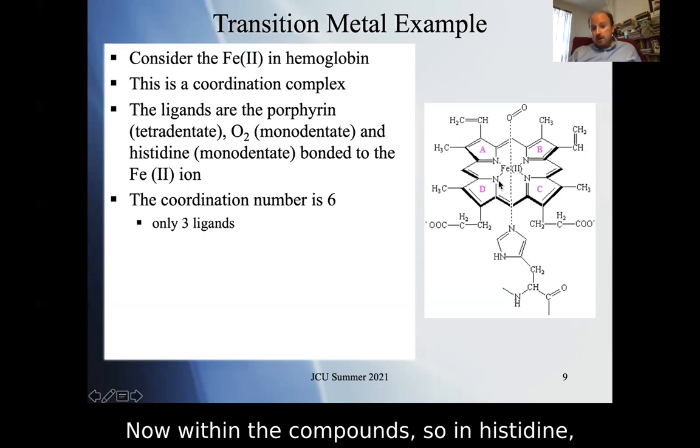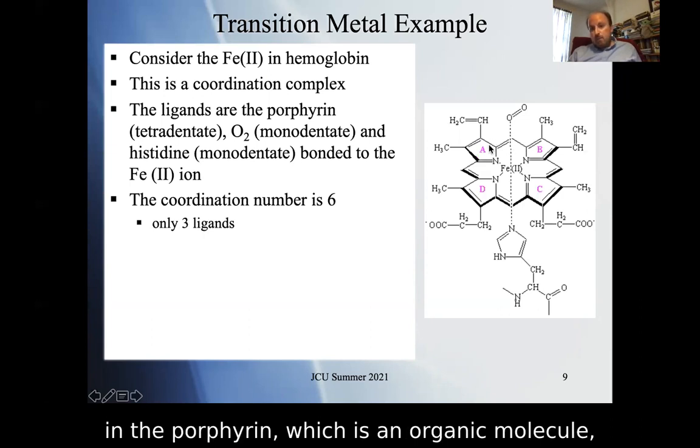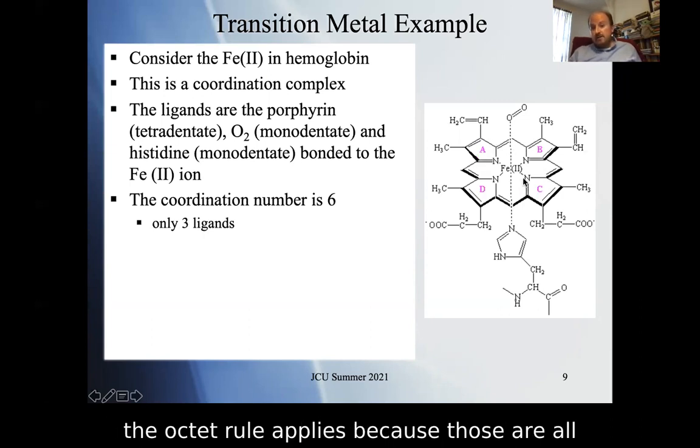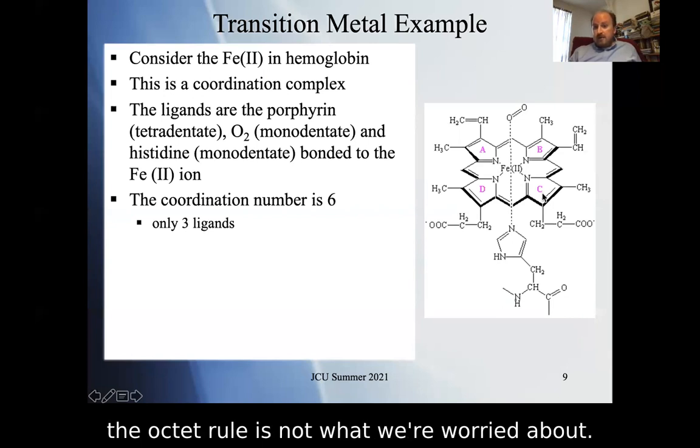Now, within the compounds, in histidine, which is an organic molecule, and in the porphyrin, which is an organic molecule, the octet rule applies because those are all main group elements. But in the complex around the iron, the octet rule is not what we're worried about.